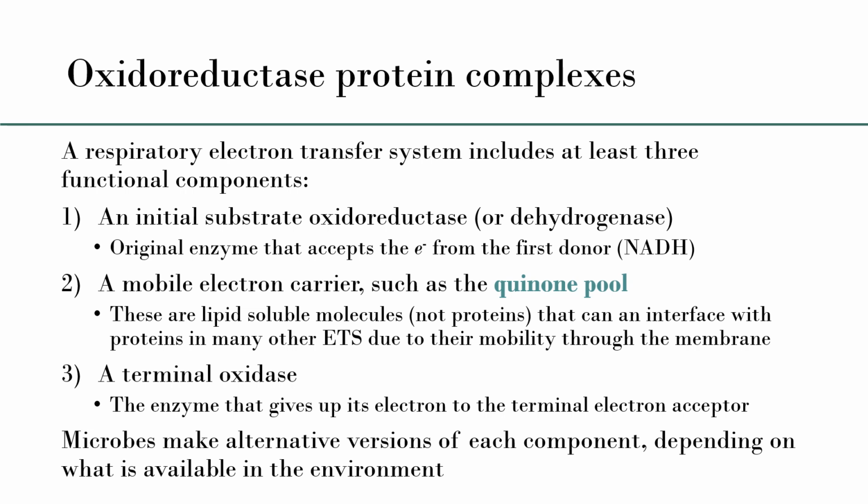There are three main components to a functional ETS, or electron transport chain. The first one is that oxidoreductase enzyme. It's also called a dehydrogenase. This is the enzyme that's going to first take the electron. So the donor, something like NADH, is going to give up its electron to this oxidoreductase. Then the oxidoreductase is actually going to start passing its electrons through what's called a mobile electron carrier. We also call this the quinone pool. They're a bunch of molecules. They are not proteins.